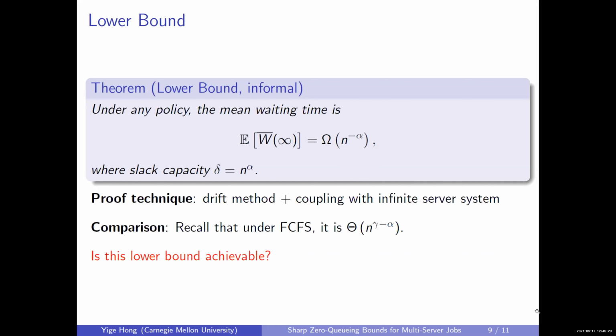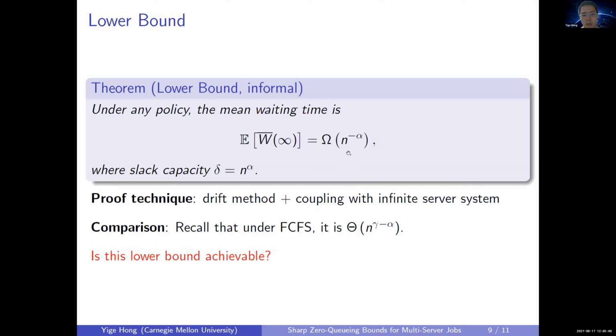Thanks for the talk. My question is related to Nicholas' question. Regarding stability, since the lower bound says that the mean waiting time scales as n to the power minus alpha, it seems that it doesn't depend on gamma. But does the proof of the lower bound assume that gamma is less than alpha?